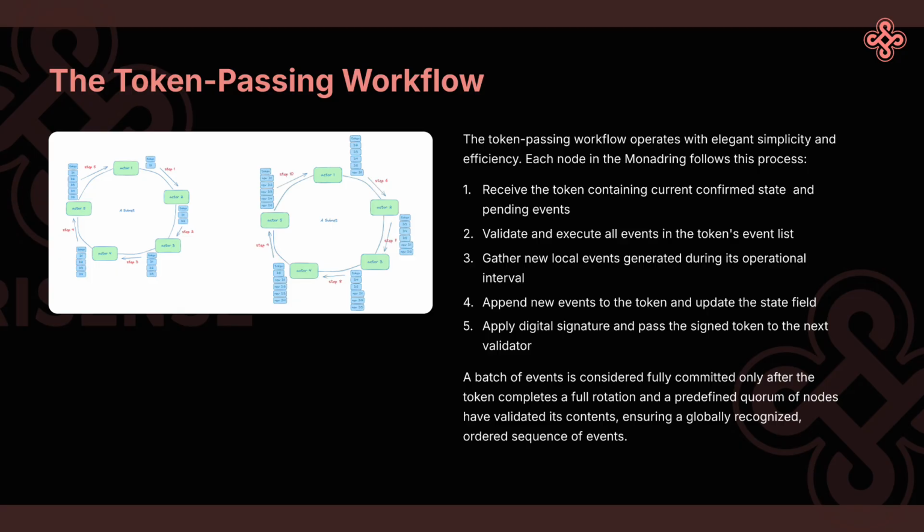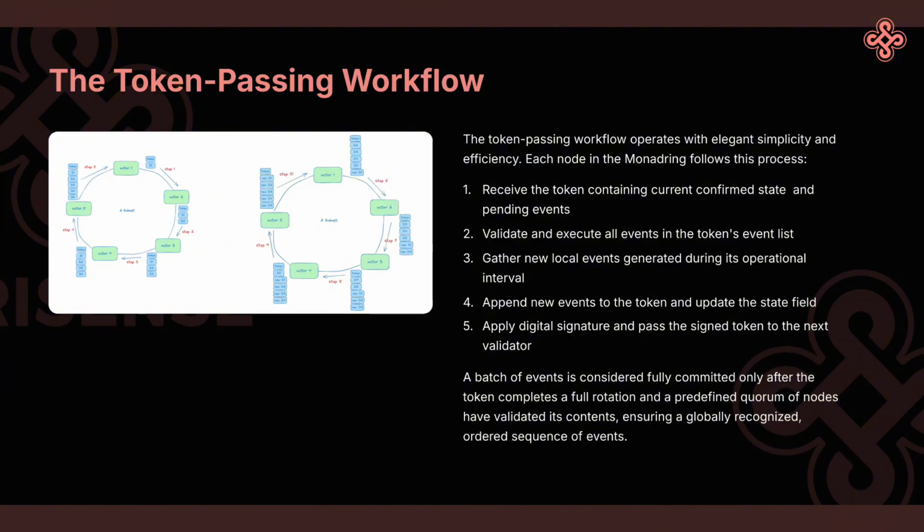Subsequently, the node collects any new local events it has generated or received during its operational period. These new events are appended to the token, and the token's state field is updated to reflect the state after incorporating the node's contributions. To conclude its role in the process, the node applies a digital signature to the token. This action provides a cryptographic affirmation of the new state and associated events. The node then forwards the signed token to the subsequent validator in the ring.